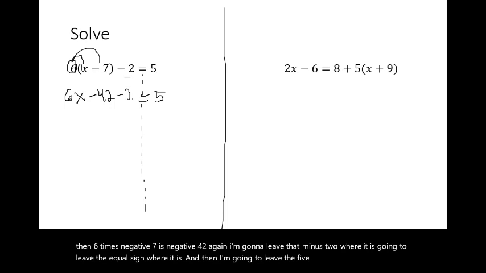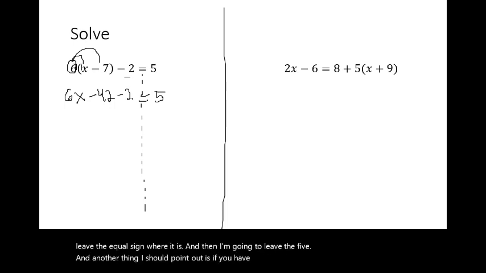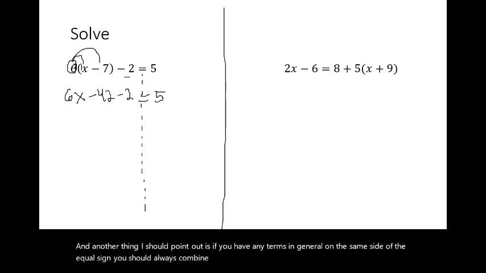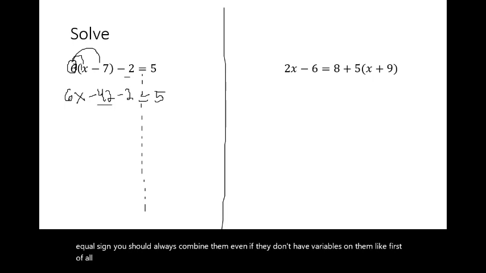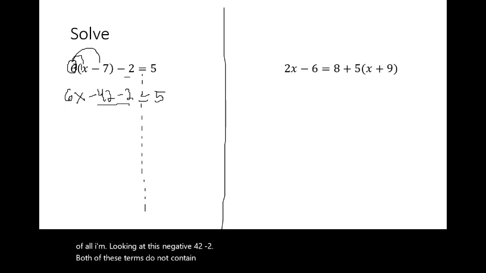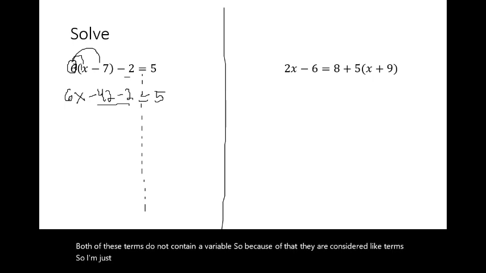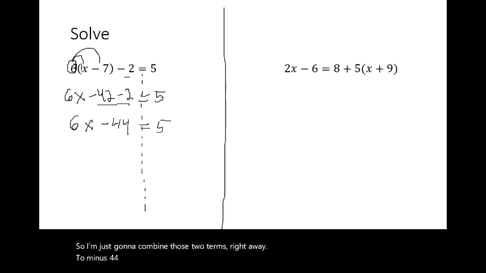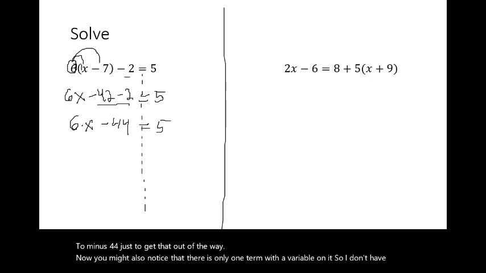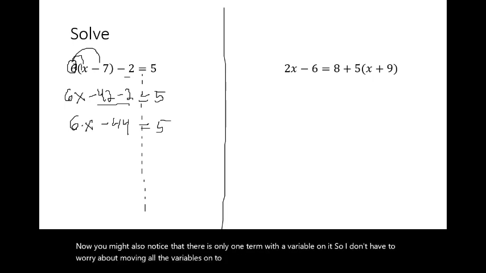And another thing I should point out is if you have any like terms in general on the same side of the equal sign, you should always combine them, even if they don't have variables on them. Like, first of all, I'm looking at this negative 42 minus 2. Both of these terms do not contain a variable, so because of that, they're considered like terms. So I'm just going to combine those two terms right away to a minus 44, just to get that out of the way. Now, you might also notice that there is only one term with a variable on it, so I don't have to worry about moving all the variables onto one side. There's just this 6x here.